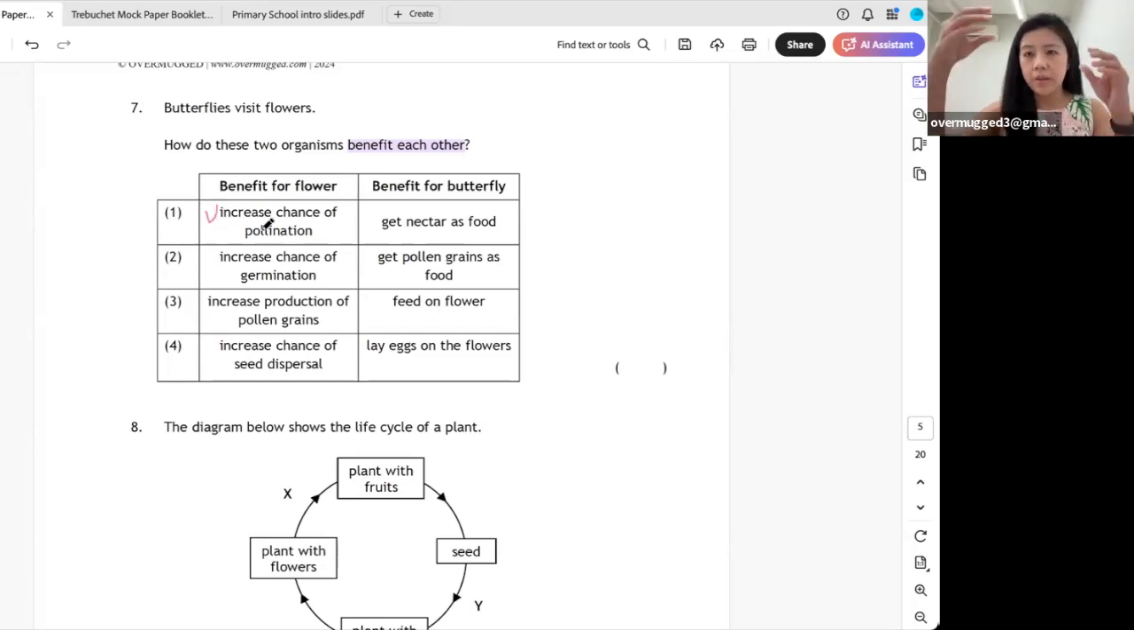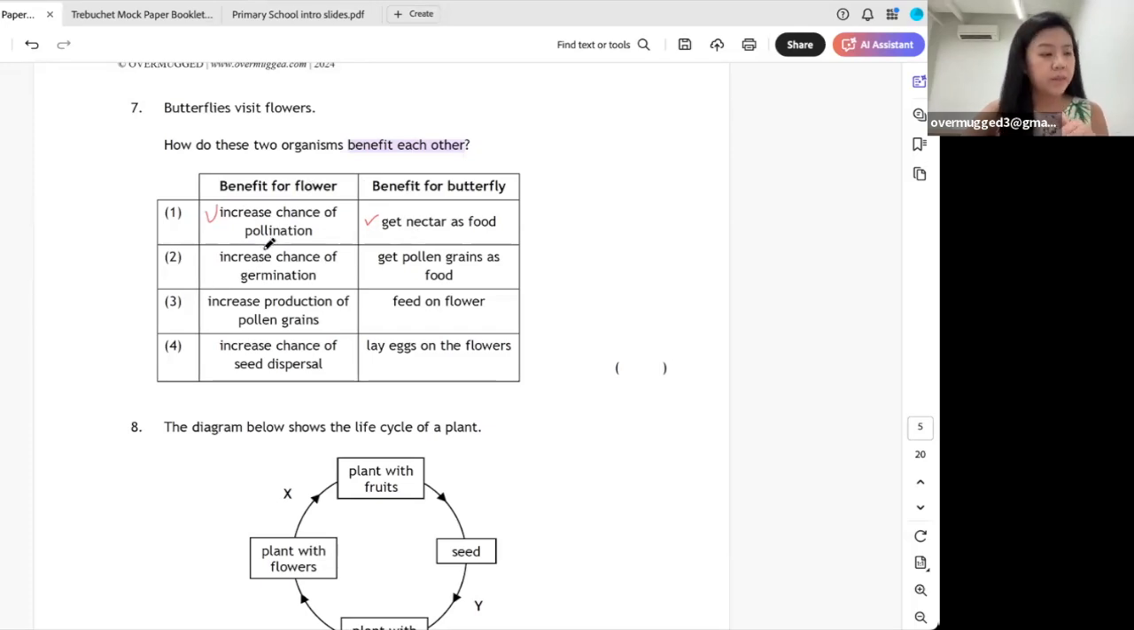So if you think through the process of the butterfly flying into the flower, the furry legs would actually catch onto the pollen grains, okay? And when it flies out or flies to another flower, there's a chance that these pollen grains will be rubbed off on the stigma to help in the process of pollination, fertilization, and so on, okay? So the benefit for the flower is really to increase the chance of pollination. But for the butterfly, they have nectar as food, okay? So this is why it's a benefit for butterflies, okay? Which will actually give us option 1 as the answer, right?